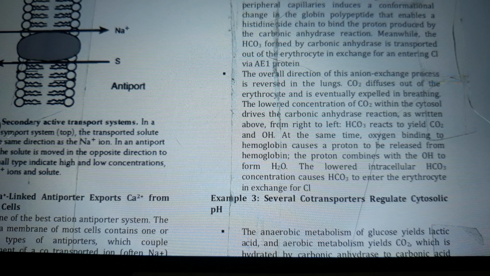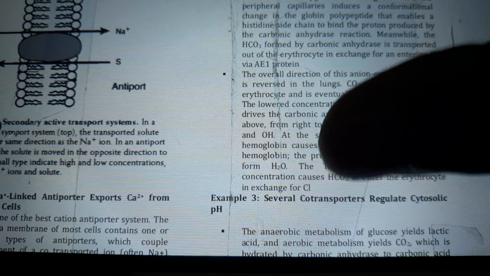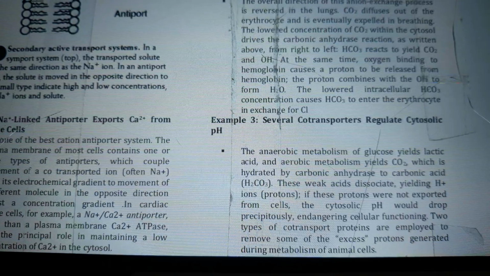The overall direction of this anion exchange process is reversed in the lungs. Carbon dioxide diffuses out of the erythrocyte and is eventually expelled in breathing. The lowered concentration of carbon dioxide within the cytosol drives the carbonic anhydrase reaction, as written above, from right to left: HCO3 reacts to yield CO2 and OH.